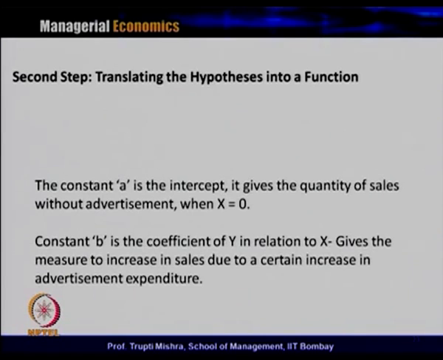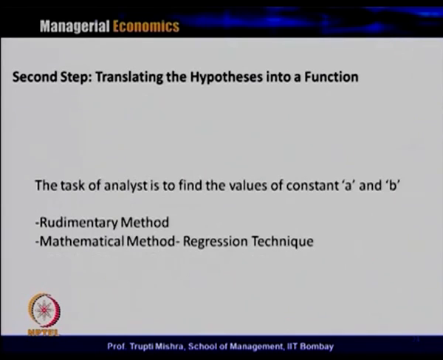So if you look at it, b is directly related to the value of x. It gives the measure of increase in the sales due to a certain increase in the advertisement expenditure. So b is the slope, a is the intercept. A gives the quantity of sales without advertisement when x is equal to 0, and b gives the measure of increase in sales due to a certain increase in the advertisement expenditure. Now the task of analysis comes here: to find out the value of a and b.